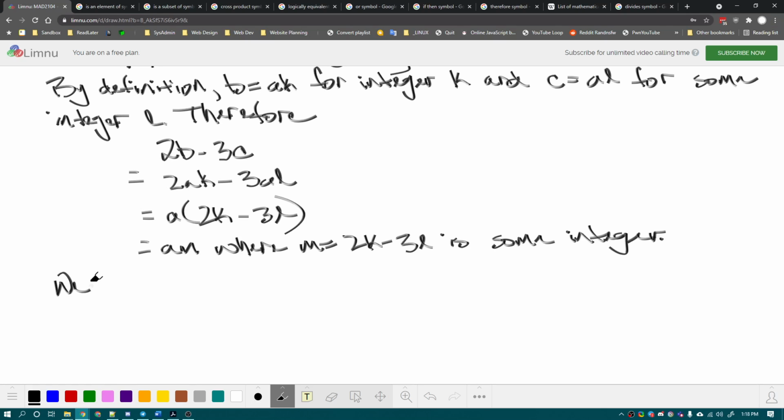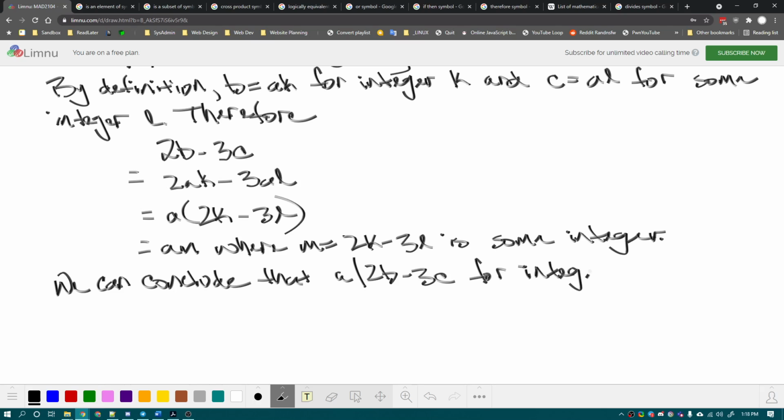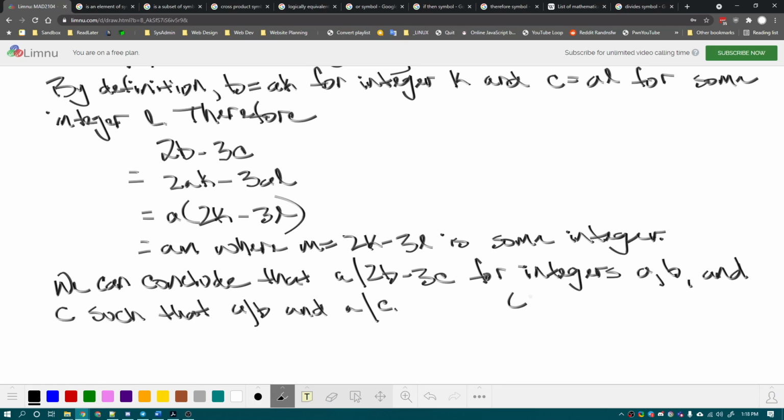We can conclude that A divides 2B minus 3C for integers A, B, and C such that A divides B and A divides C. And we're done. QED.